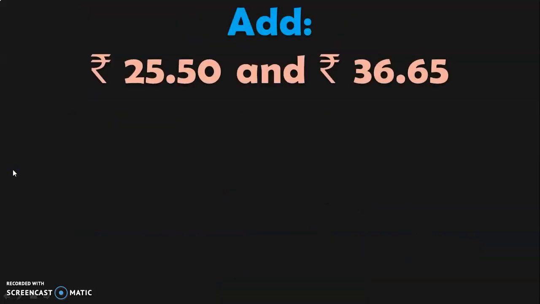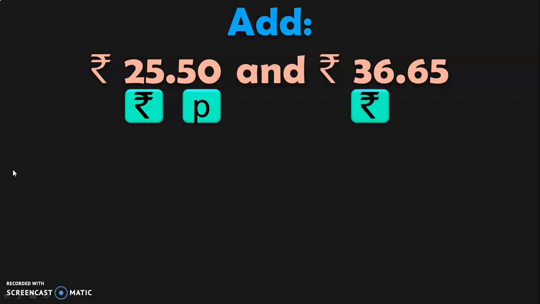How do you read this? Add rupees 25.50 and rupees 36.65. In this, 25 is the rupees and 50 is the paise. So this is 25 rupees and 50 paise. Similarly, here 36 is the rupees and 65 is the paise. So this is 36 rupees and 65 paise.